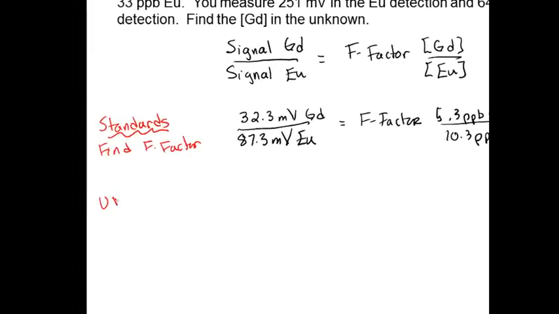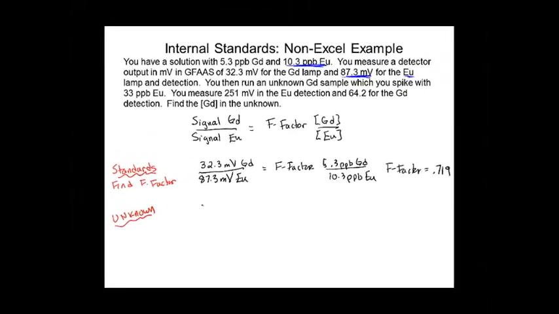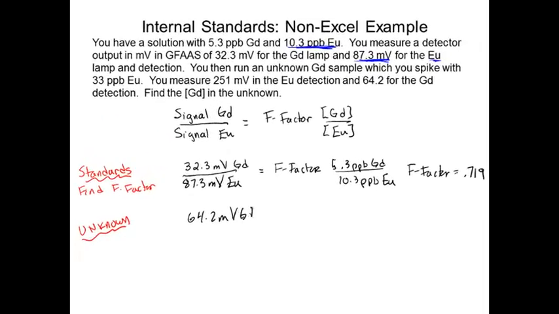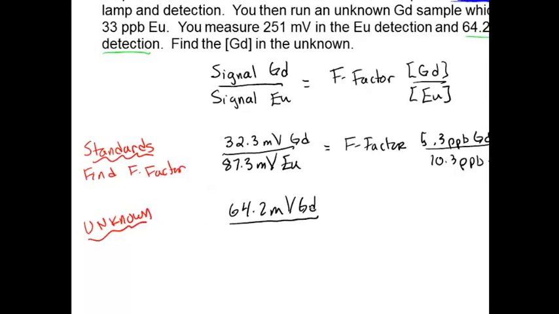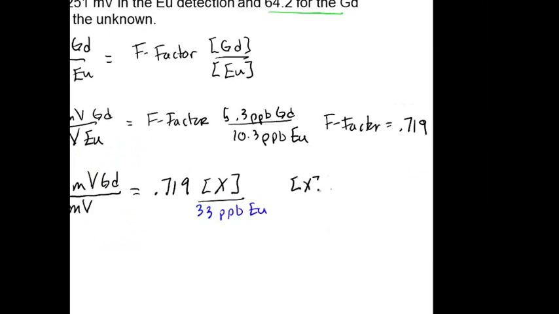Now we have to work with our unknowns. In this case, it's going to be 64.2 millivolts of gadolinium, and the europium in that final sample had a different signal. The F factor is the same here. Now, I don't know the concentration of gadolinium. Remember, that's what we're being asked. But I do know the concentration of europium in these experiments, because in this unknown, we were given that. So you can calculate that X to be 11.7 ppb gadolinium.